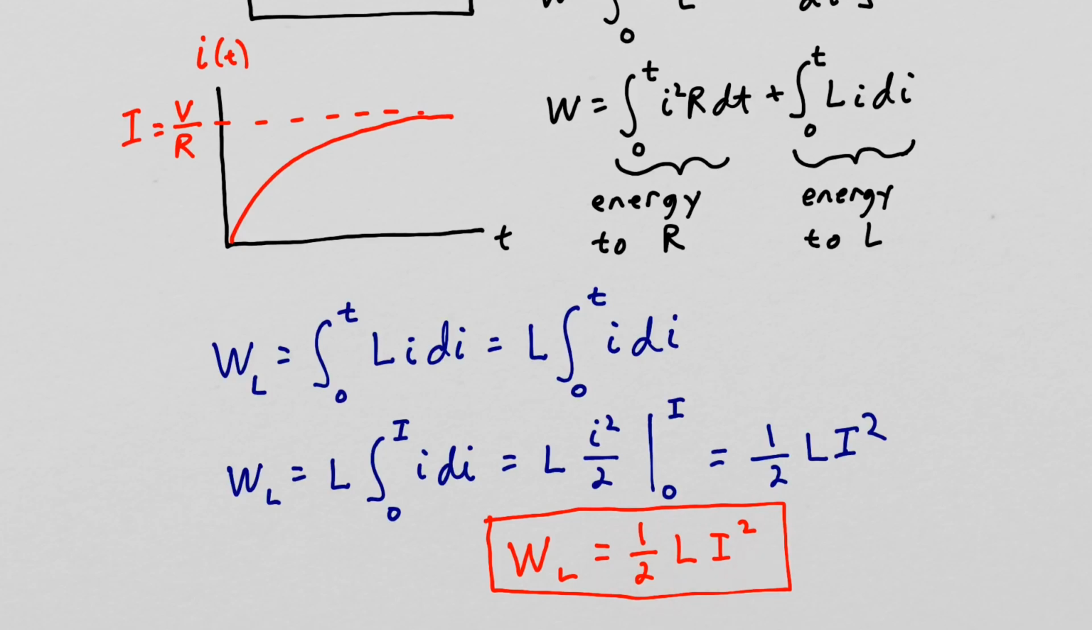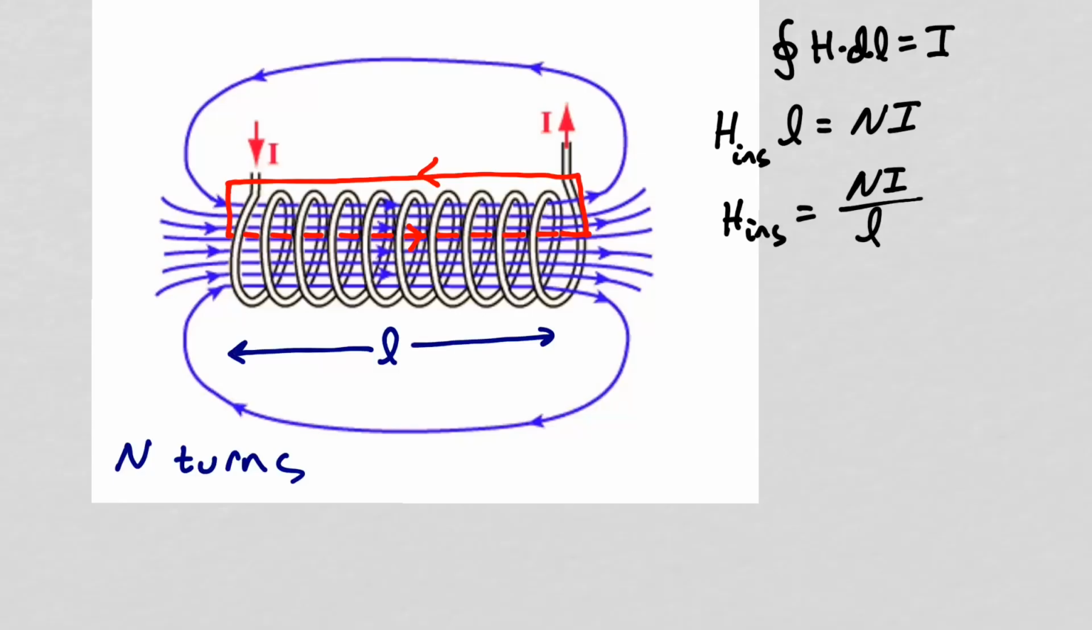Previously, we found the inductance of a coil of length L with N turns. Just to remind us, we applied Ampere's circuit law and we used an Amperian loop that went down the center of our coil. So the integral of H dot dl was H inside times L because we get negligible contribution to the integral of H dot dl on these three sides. And it was equal to the total current enclosed, which was the number of turns of our coil times the current flowing through our coil. So the magnetic field intensity inside our coil is N I over L.